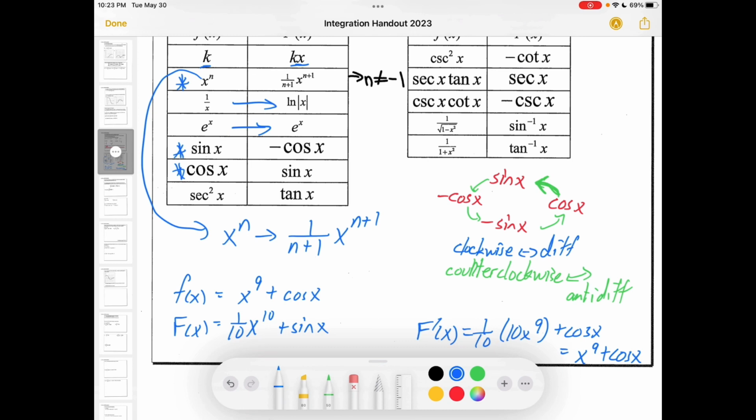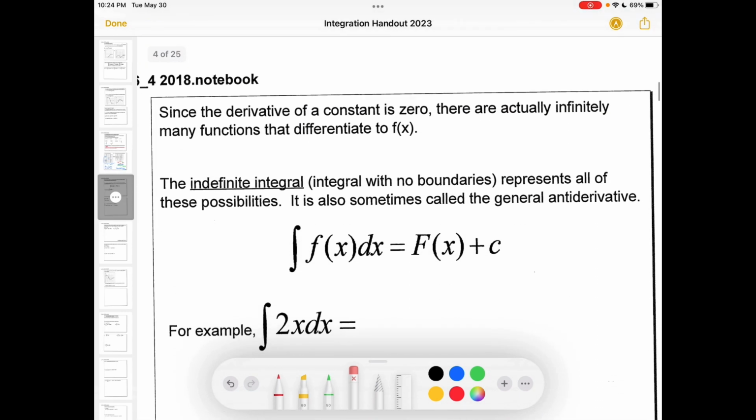Now, some folks noticed the last day that there actually are infinitely many functions that differentiate to this one right here. Like, if there were a plus 1 here, then it would still work. If there were a plus 2 here, then it would still work. If there were a plus pi here, it would work, right? Because the derivative of a constant is 0. And that brings us to this idea of an indefinite integral. And that begins probably the new stuff for today.